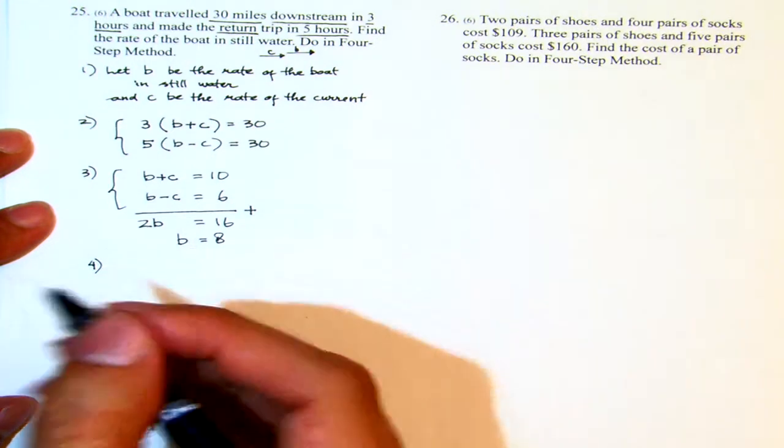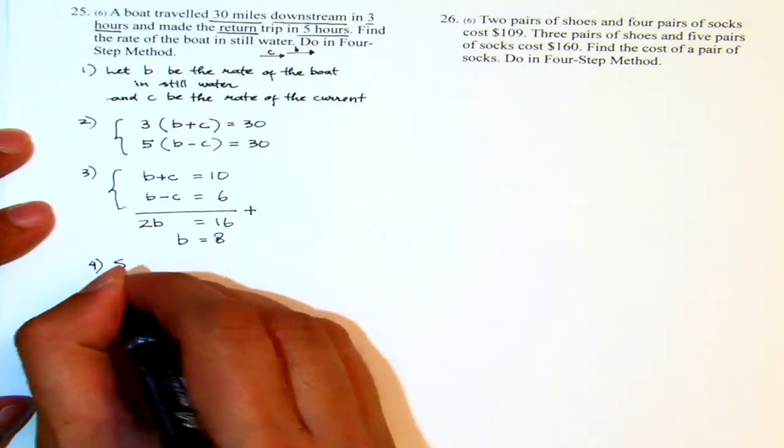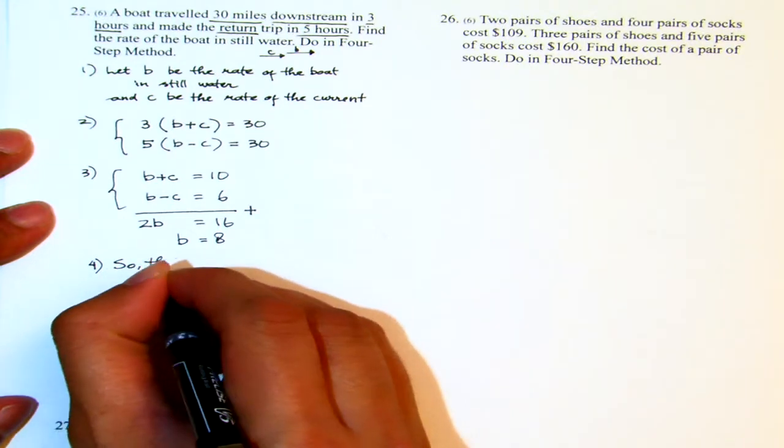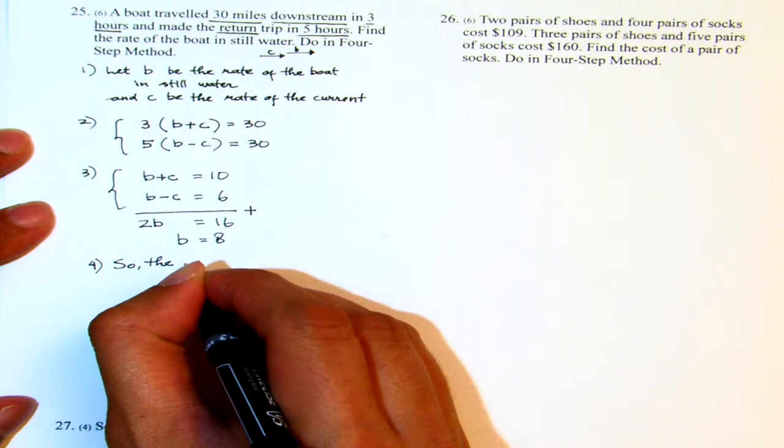Now, the last step, of course, we need to summarize. So, the rate of the boat in still water is 8 miles per hour.